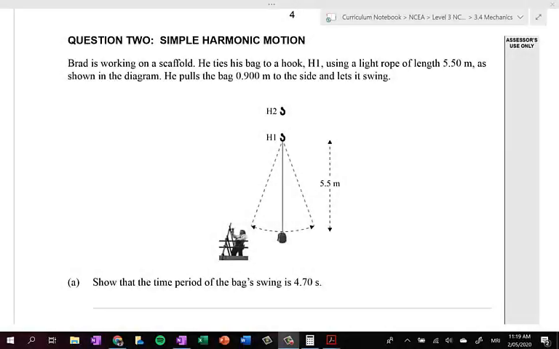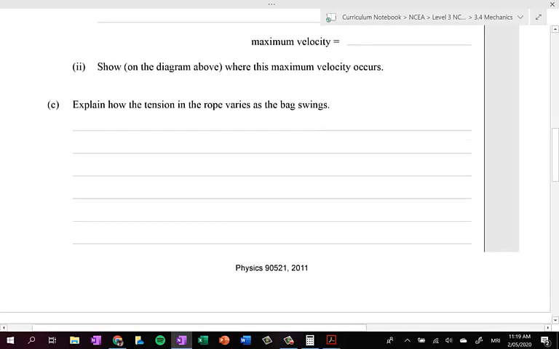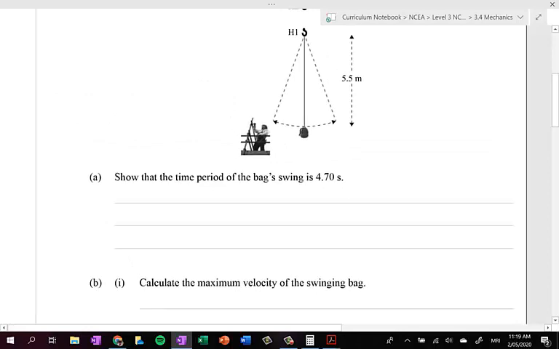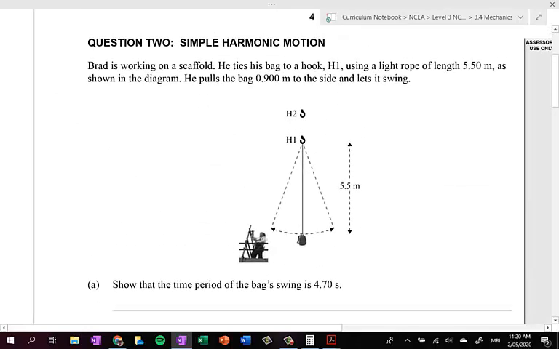Okay, so in this video I'm going to be going over a past exam question. So we have here a question from, which year is it? Let's have a look. From 2011, and it's called Simple Harmonic Motion, so it's clearly relevant to what we've just been studying. So Brad is working on a scaffold.